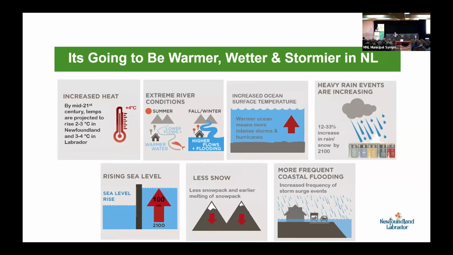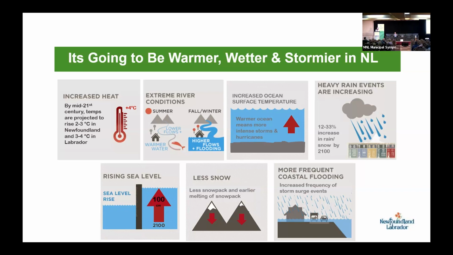With respect to climate change, in a nutshell, it's going to be warmer, wetter, and stormier here in Newfoundland and Labrador. So in terms of sea level rise, by the end of the century, we're looking at 100 centimeters of sea level rise in some areas of the province. We're looking at a 12 to 33% increase in rain and snowfall by the end of the century.